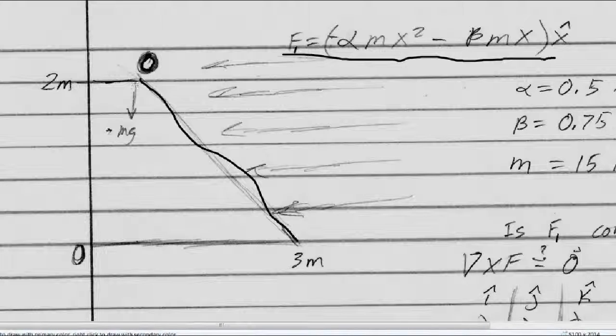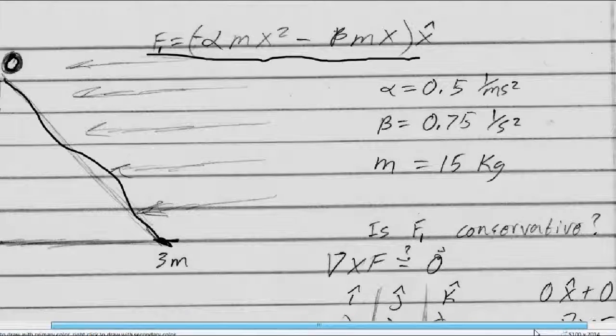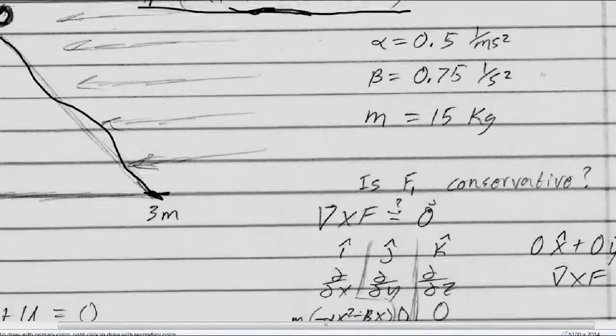So we also have gravity, the gravitational force here. What we're going to do is use work energy to find out what the final velocity of the tire is when it reaches the end of the hill. So first off, we're going to find out if this force up here is actually conservative. Otherwise, work energy wouldn't really work.